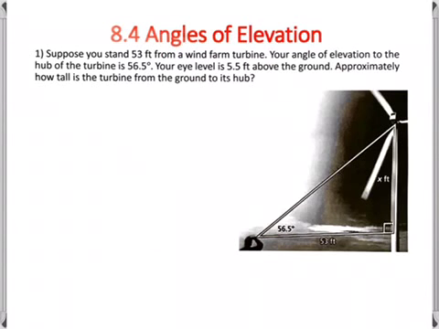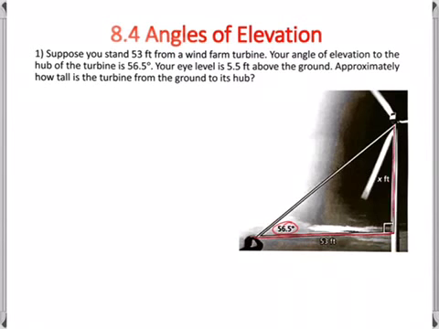Suppose you stand 53 feet from a wind farm turbine. Your angle of elevation to the hub of the turbine is 56.5 degrees. Your eye level is 5.5 feet above the ground. Approximately how tall is the turbine from the ground to its hub? So we're using the picture here. We've got our angle of elevation. We've got our 53 feet distance here.